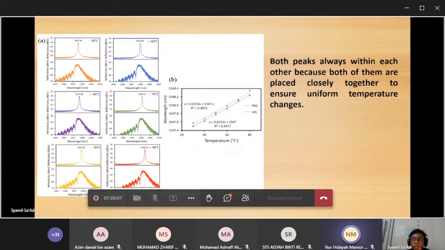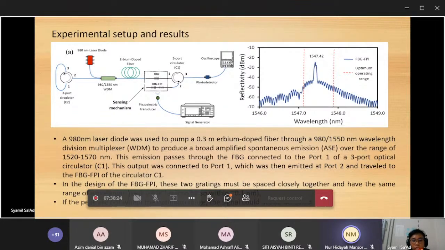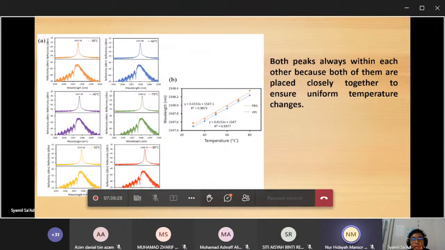And then this is the FBG and FPI spectrum when we subject it to different temperatures. Both peaks are always within each other because both of them are placed closely together to ensure uniform temperature changes. Like I said before, if the peaks are not within the optimum range, the signal cannot be detected. So in this one, the peaks are always within the optimal range.